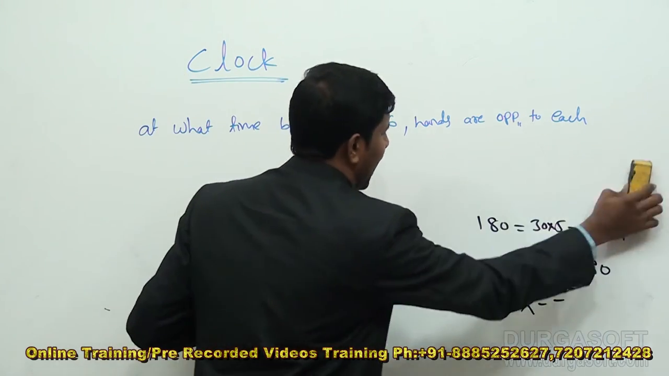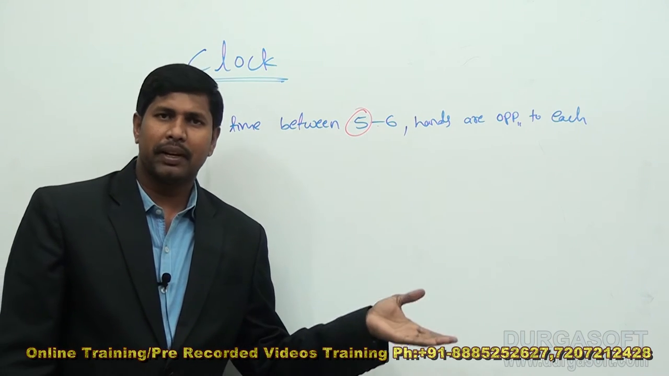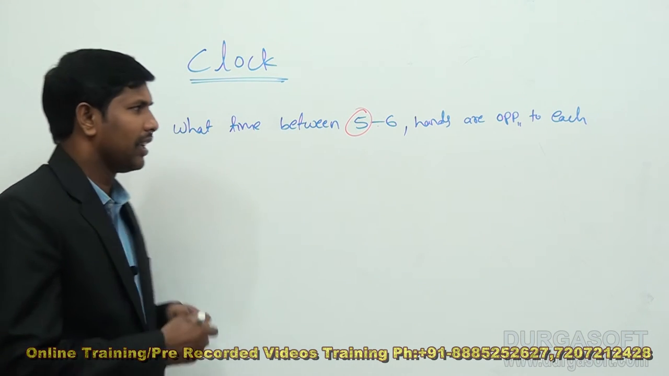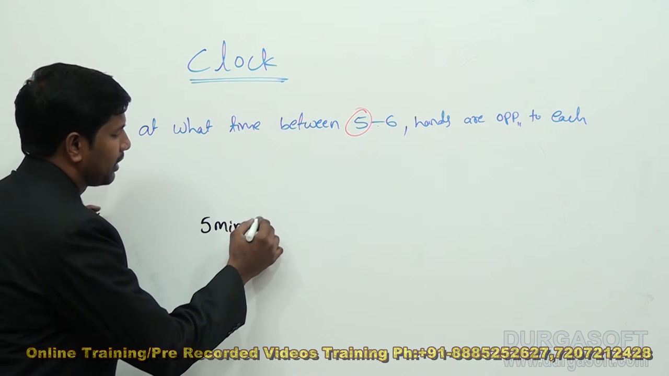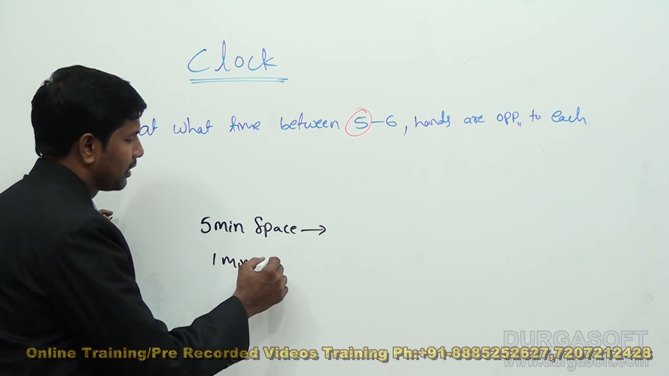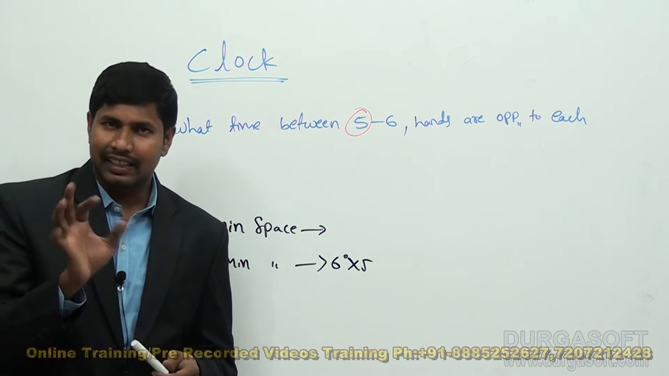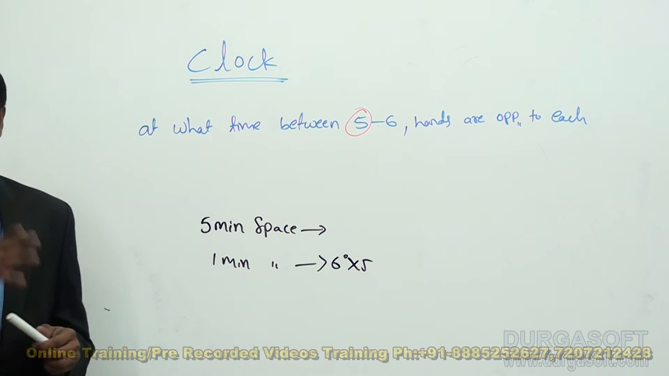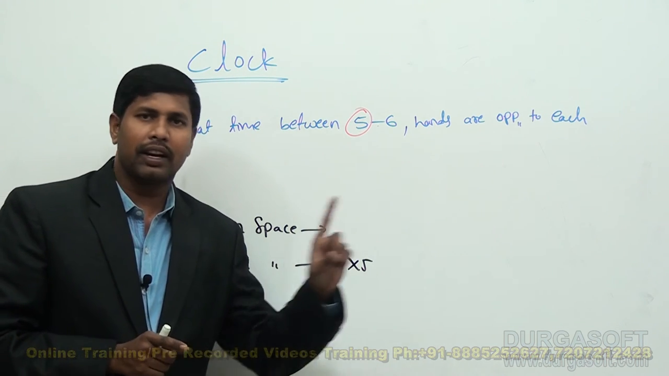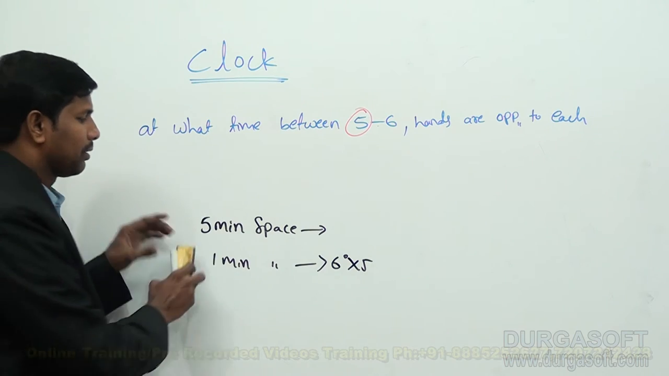Now, whatever the angle they are giving, like opposite to each other or meeting, or being on the same line in the same direction or opposite direction, or it may be having a 5 minutes space. What do we mean by 5 minutes space? Actually, we know that 1 minute space is equal to 6 degrees. So for 5, 6 degrees into 5 is 30 degrees. At the starting we discussed that the minute hand covers exactly 360 degrees in 1 hour, which means 6 degrees in 1 minute. That 6 degrees is called a minute space.